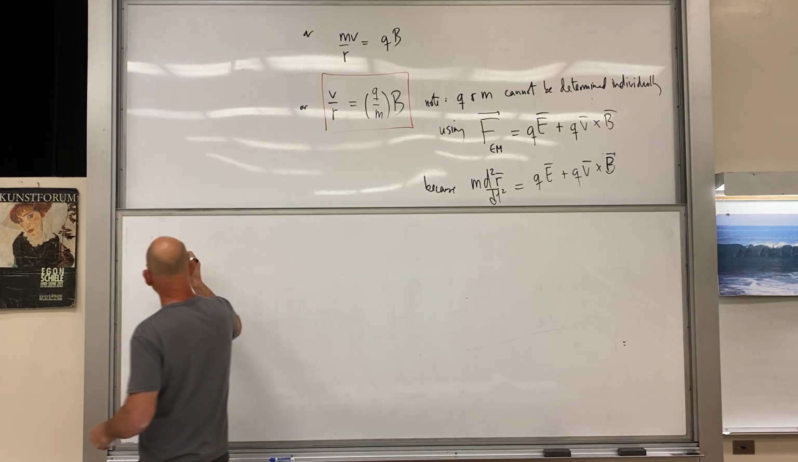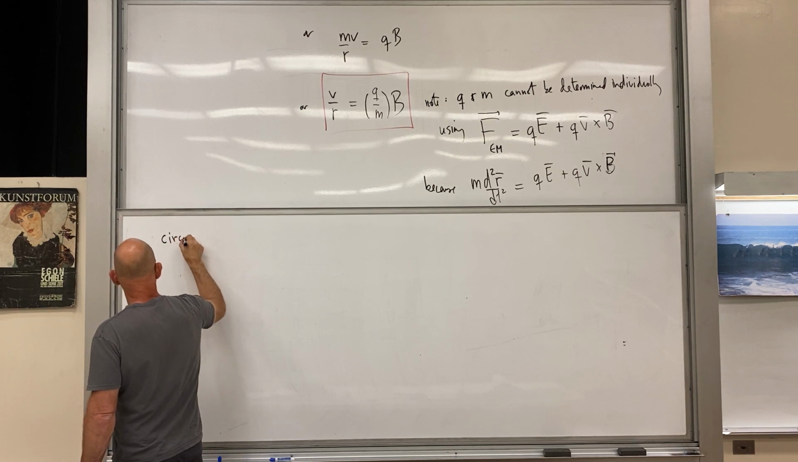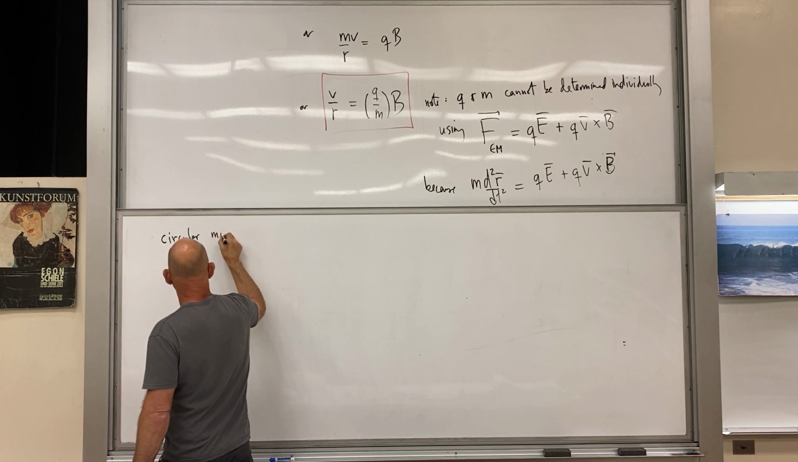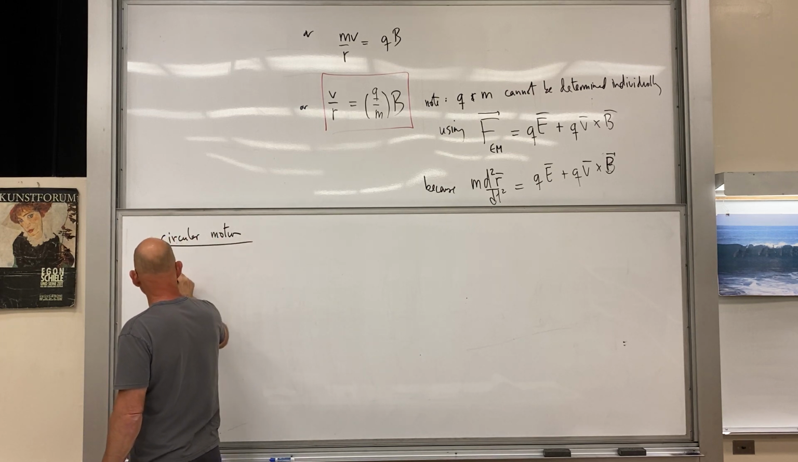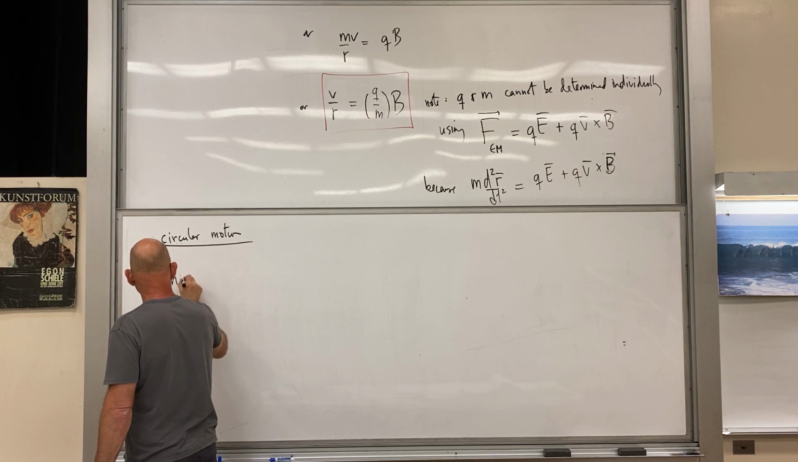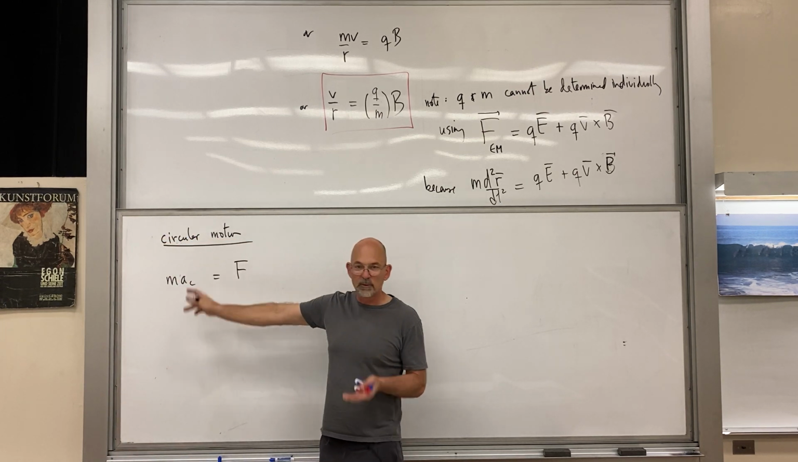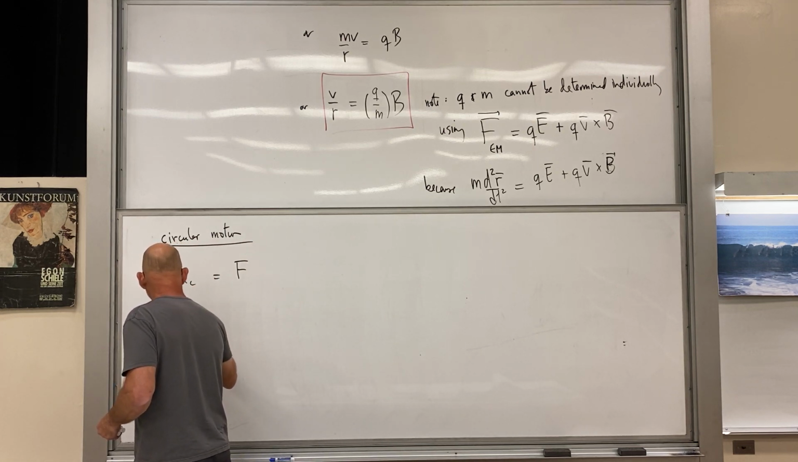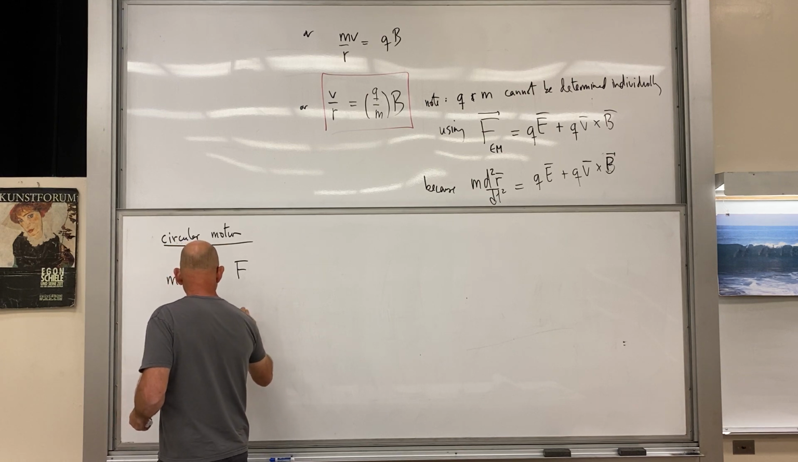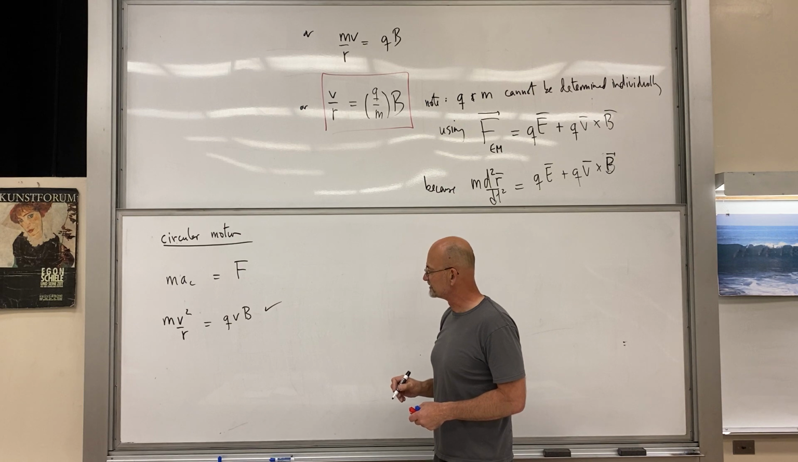So we have the circular motion. And Newton's law, mass times acceleration is equal to force. Mass times centripetal acceleration equal to force. So m v squared over r is equal to q v B. That's where it comes from for the circular motion.